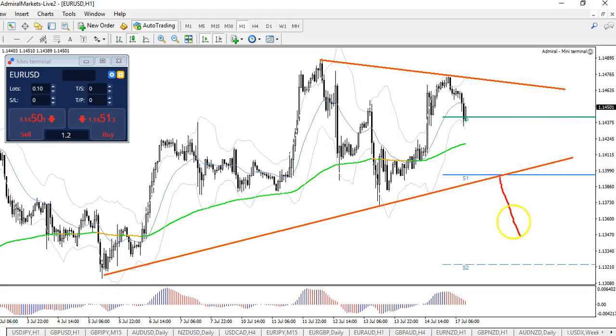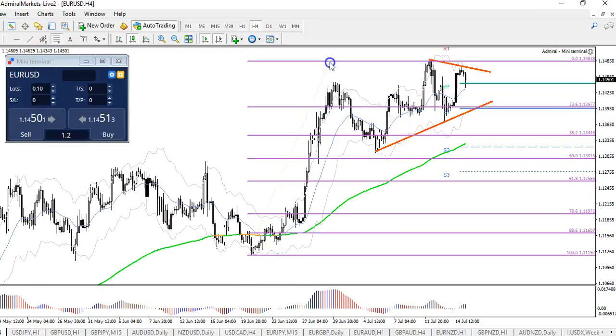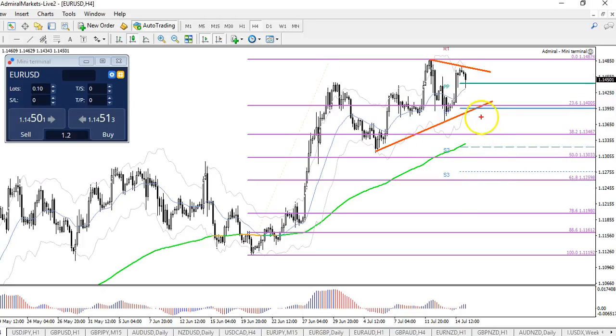Below support, I would say S1 to S2 is a good space. Ultimately, though, I think the euro dollar in its medium outlook is bullish, and I would expect price, if it breaks through 114, to go down to 113, 112.50, and bounce at these potential fibs.